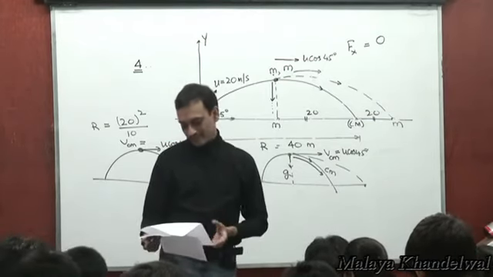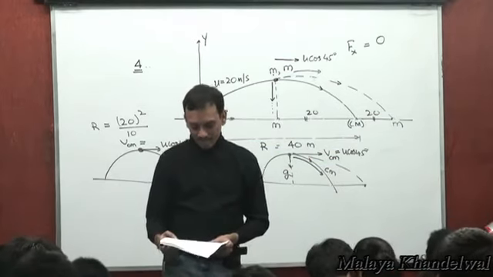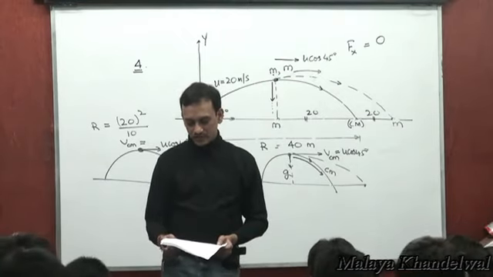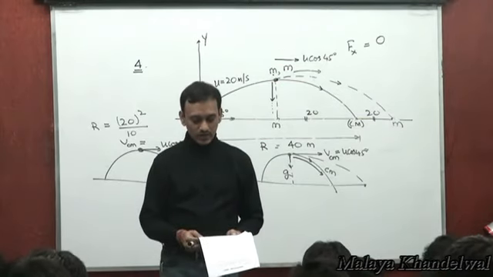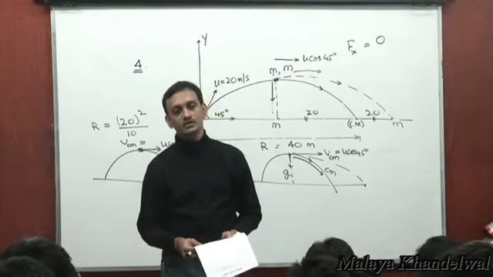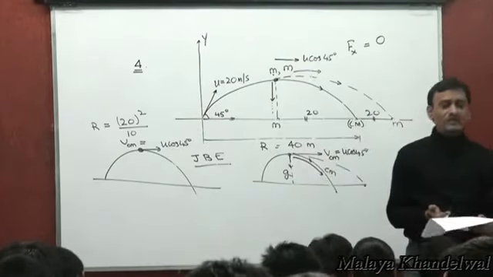Now, a boy of mass 60 kg standing over a platform of mass 40 kg, placed over a smooth horizontal surface, throws a stone of mass 1 kg with a velocity 10 meters per second at an angle 45 degrees with respect to the ground. Find the displacement of the platform on the horizontal surface when the stone lands on the ground. Right? 5 you've understood, right?